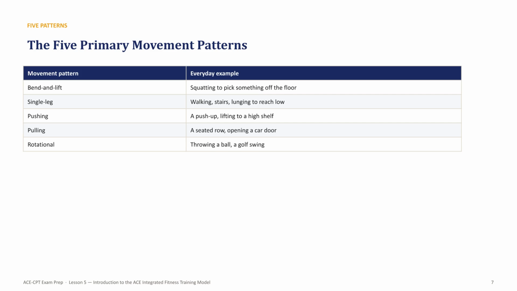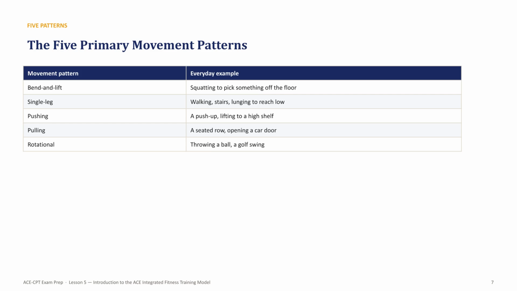This slide lays out the 5 primary movement patterns used in movement training. And honestly, the easiest way to remember these is through everyday examples, because that's exactly how ACE frames them. Bend and lift is your everyday squat pattern. Think of squatting down to pick something up off the floor.